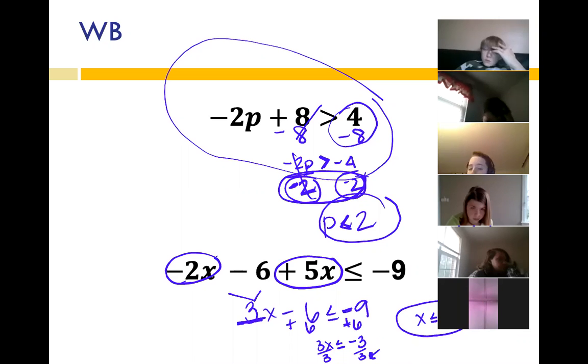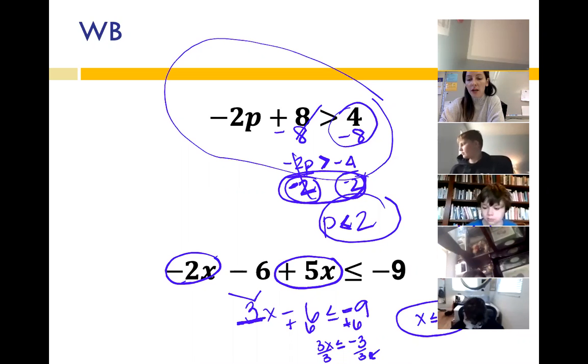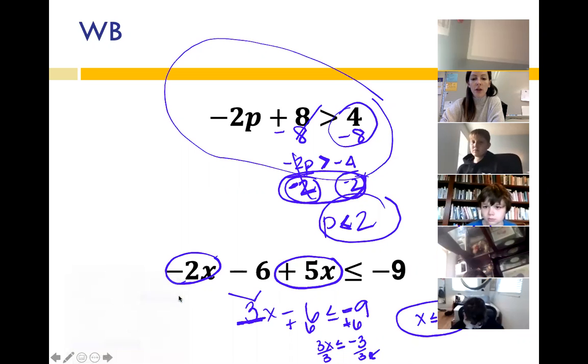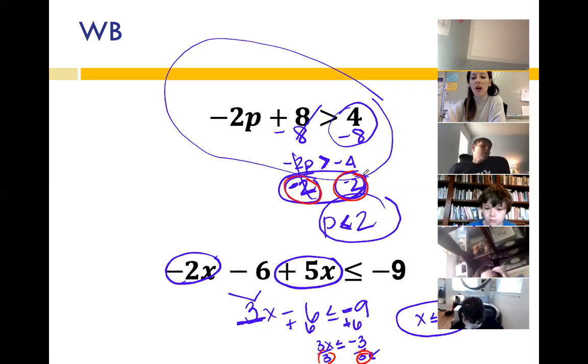You have to make sure you understand what causes the flip. It has nothing to do with whether your answer is positive or negative. It's whether or not the number you multiply or divide by is negative. So you have to be very careful. Just to clarify, this is the number that you look at, the one I'm circling in red. That's the one that determines the flip. If it's negative, you flip. If it's positive, you don't.